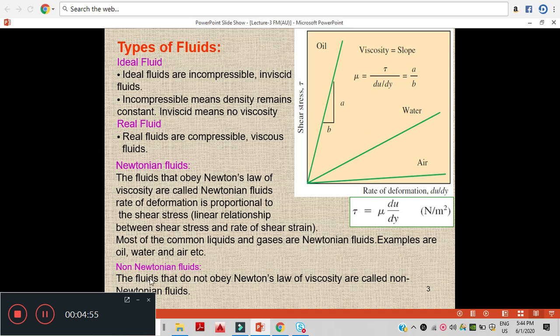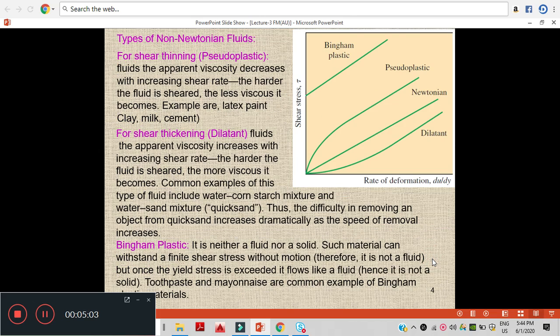Non-Newtonian fluids are those fluids which do not follow Newton's law of viscosity. So what are the non-Newtonian fluids? They are basically of three types: shear thinning, shear thickening, and Buckingham plastic. Here we can see the behavior of non-Newtonian fluids in the graph.